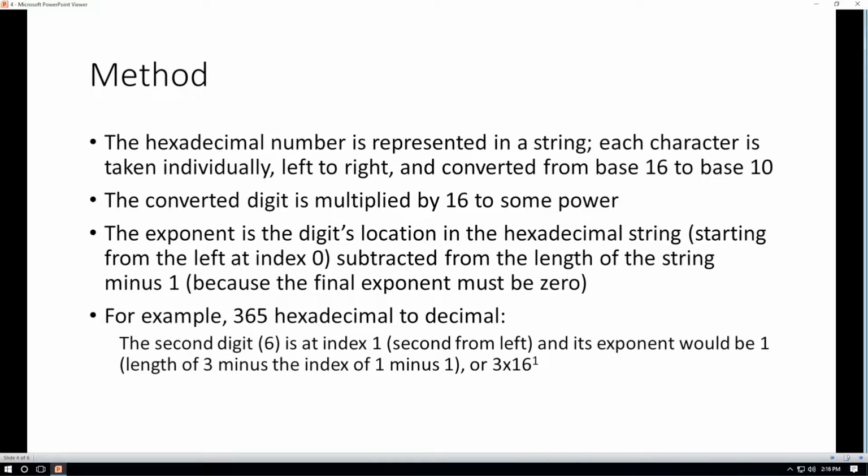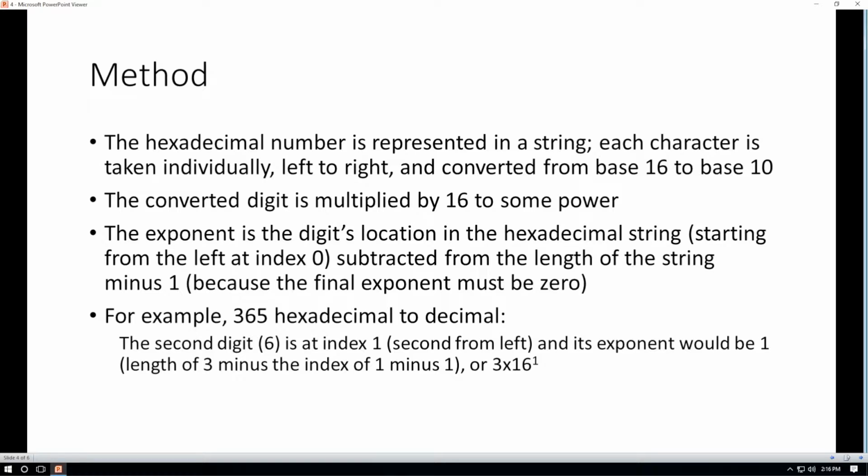this case 3. We would subtract 1 from it, because we have to count from 0 as indexes. We do that left to right. As exponents, we do it right to left. Index 0 is character 3, index 1, character 6, and index 2 is character 5. Exponents go in exact opposite order. The exponent for 3 would be 2. The exponent for 6 would be 1. The exponent for 5 would be 0.